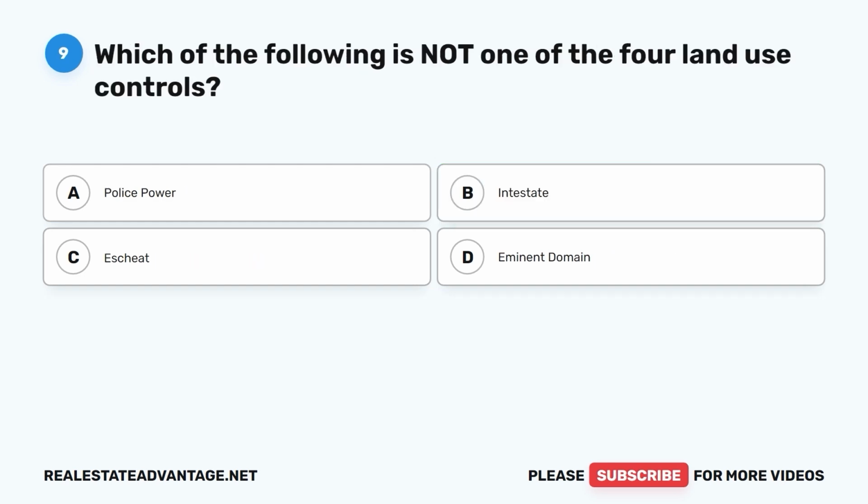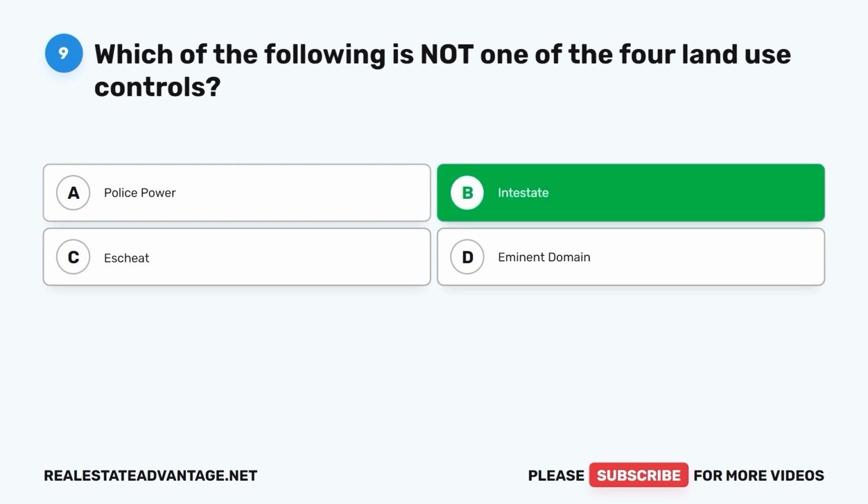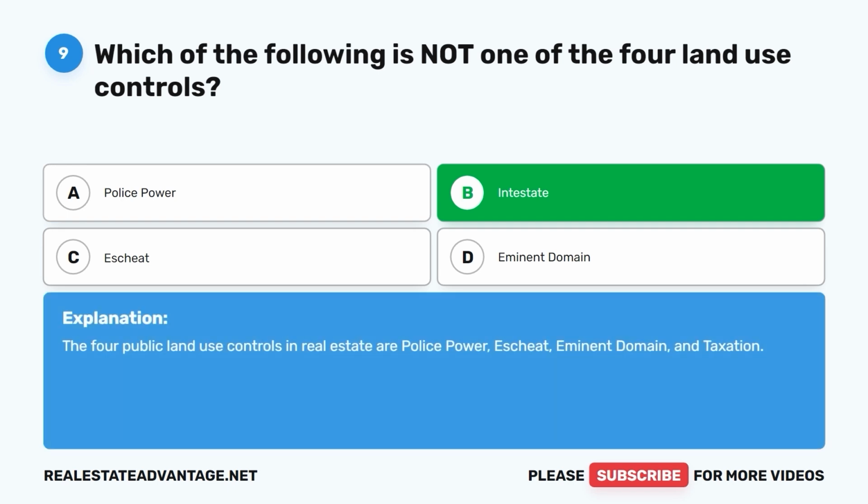Question 9. Which of the following is not one of the 4 land use controls? A. Police power. B. Intestate. C. Escheat. D. Eminent domain. The correct answer is B. Intestate. The 4 public land use controls in real estate are police power, escheat, eminent domain, and taxation.